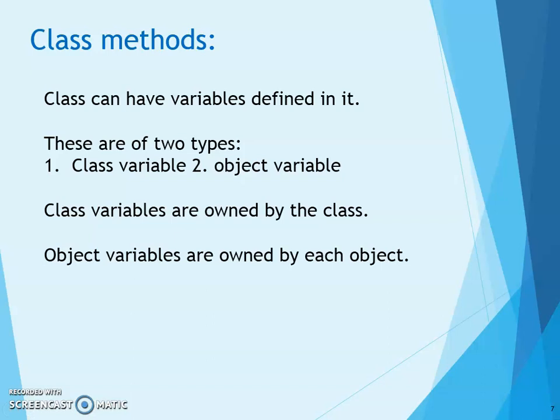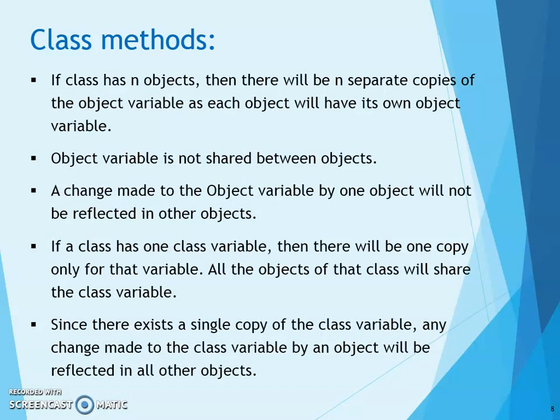A class can have variables defined in it. So we can define variables inside a class. These are of two types. One is class variable and one is object variable. Class variables are owned by that class only, so those are defined inside a class. And object variables are owned by each and every object. So we'll see the variations between them, or what we mean by class variable and what is object variable.